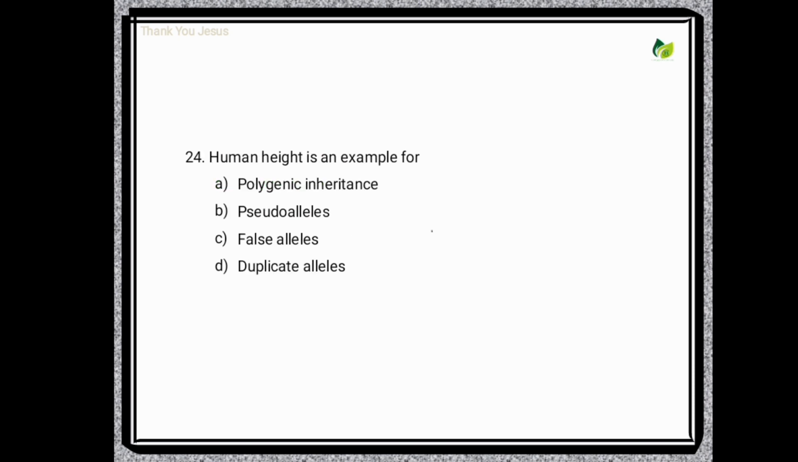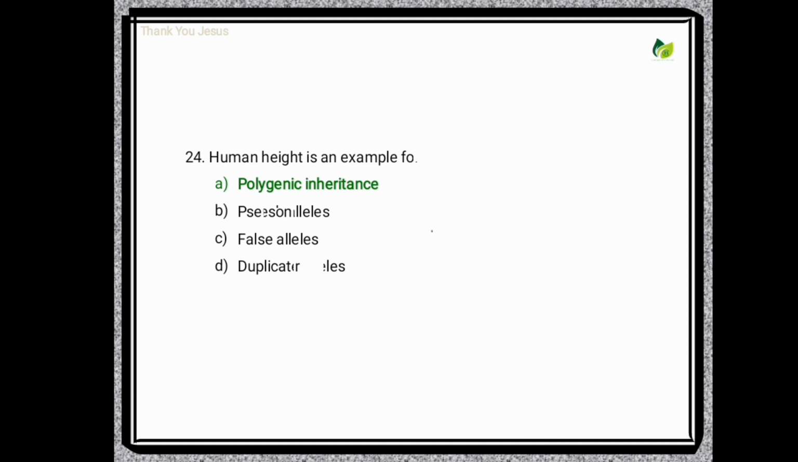Let's see the next question. Human height is an example for: polygenic inheritance, pseudo alleles, false alleles, duplicate alleles. The correct answer is polygenic inheritance. Polygenic inheritance means three or more genes govern a single character. That's why in human height different heights are represented.